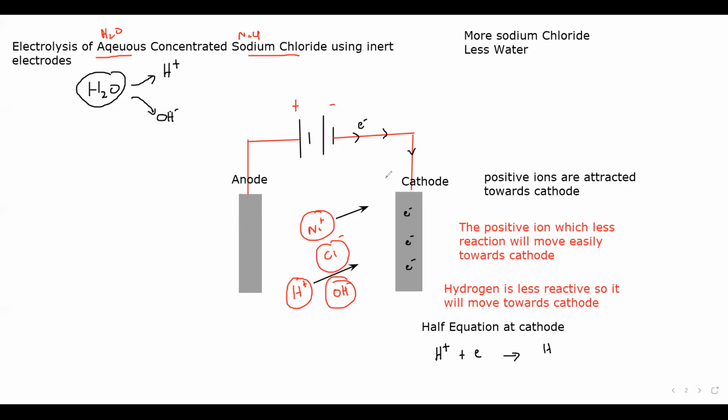But hydrogen is a non-metal. So when two hydrogen ions are there, they will gain 2 electrons and turn into hydrogen gas. The two hydrogen atoms which are produced here join together and form hydrogen gas. And hydrogen is also a colorless gas. So what is the observation?